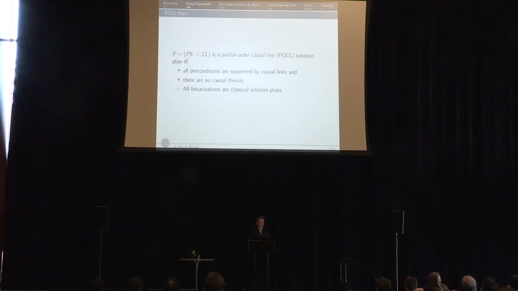And then such a partial plan is a so-called partial order causal link solution plan if and only if all preconditions are supported by causal links and there are no causal threats. We describe the goal state and the initial state as artificial plan steps which are in the beginning and at the end of a plan. And if this criterion is satisfied, then all linearizations are solutions in the classical sense.